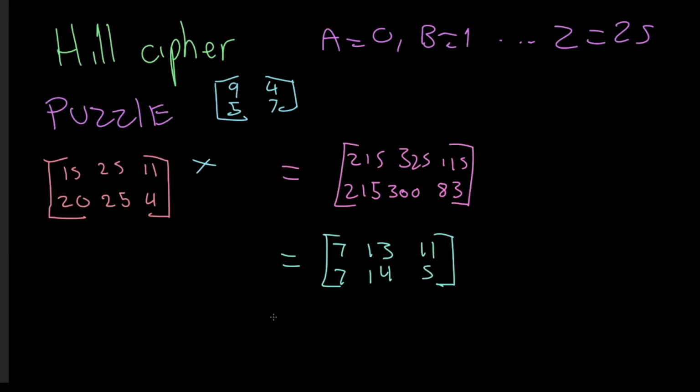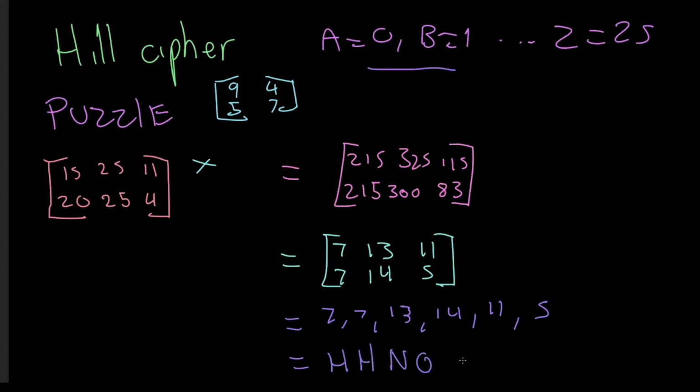With this matrix here, this is our ciphertext. And what we can do is lay it out. So we get 7, 7, 13, 14, 11, and 5. If we apply that to what we've assumed up here, we get H, H, O, L, F. And that is our ciphertext that we send to our friend. Now we're going to go ahead and decrypt this with our key, and I'm going to show you how we can get back to the original plaintext.